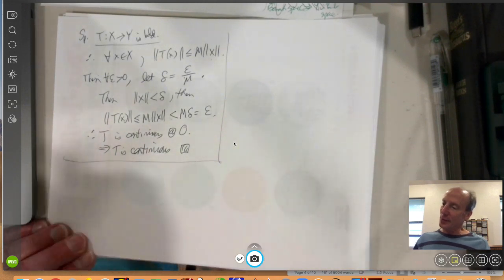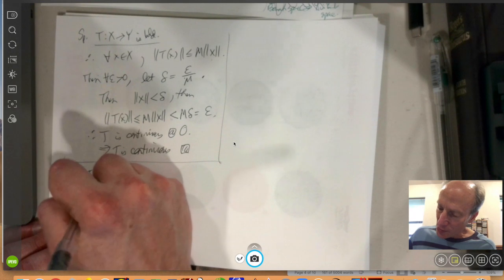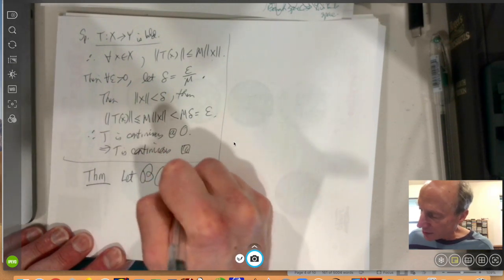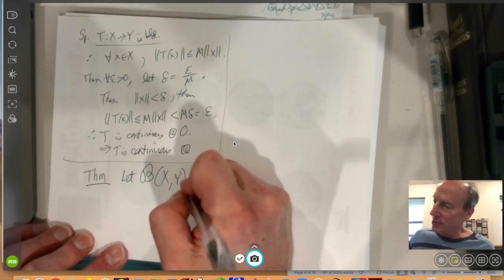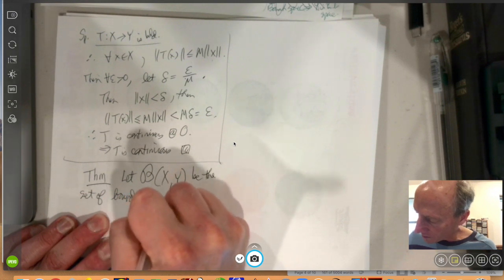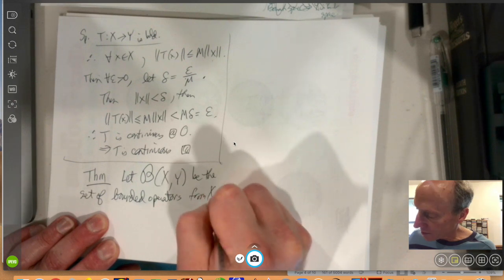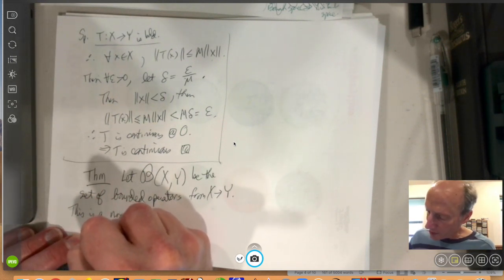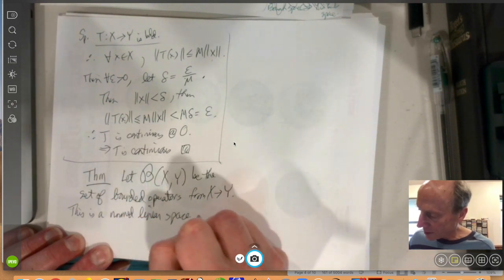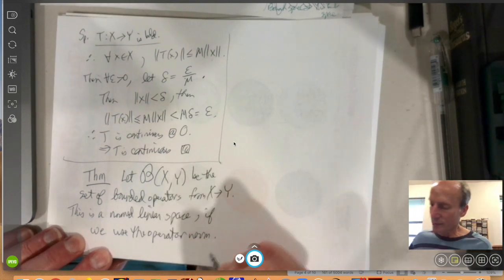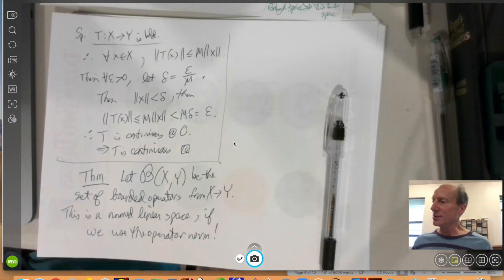All right, well, I did want to state another theorem. It's important. Let curly B of X and Y, and this is proper notation, where X and Y are two normed linear spaces, be the set of bounded operators from X to Y. And this is a normed linear space if we use the operator norm. So we'll actually prove that and do a couple of exercises next.